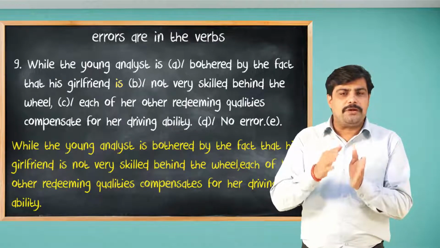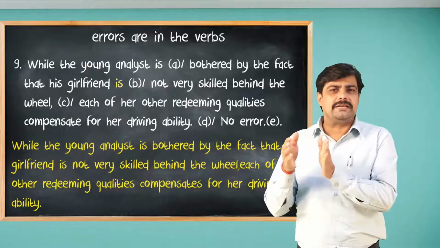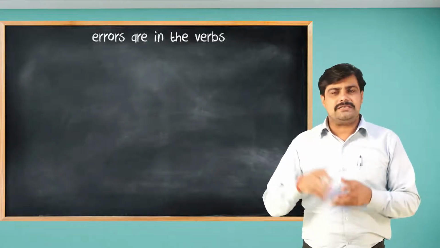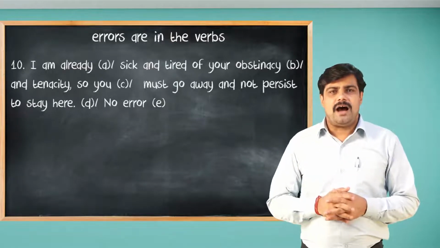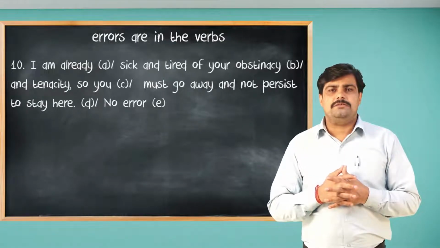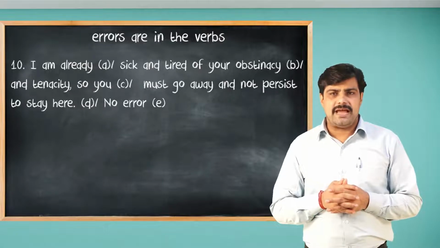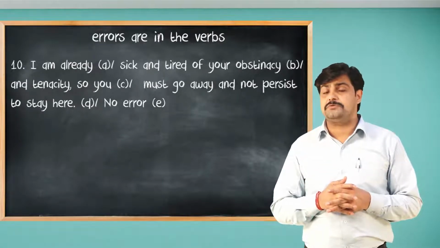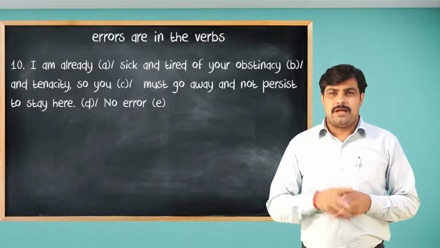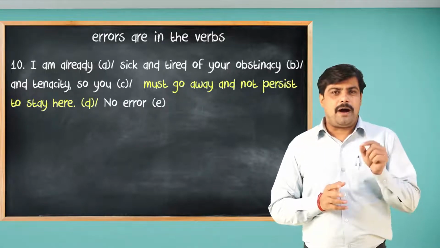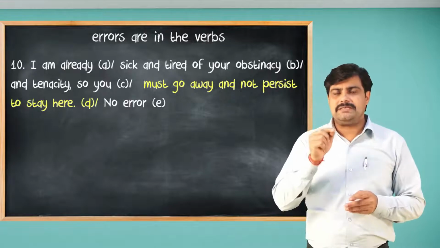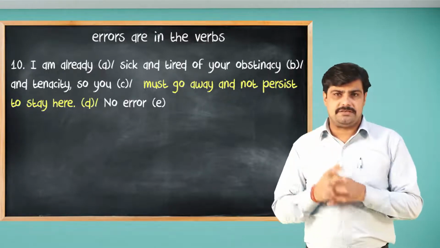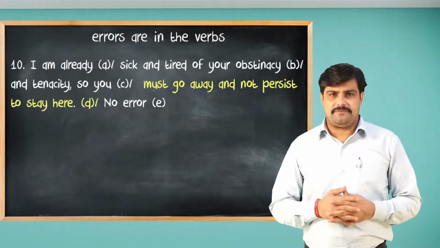Therefore, the corresponding verb should be singular, and that should be compensates. Now let's take another sentence. I am already sick and tired of your obstinacy and tenacity, so you must go away and not persist to say here. Now in this sentence, part D is wrong. Persist in is a verb that requires a gerund and not an infinitive.